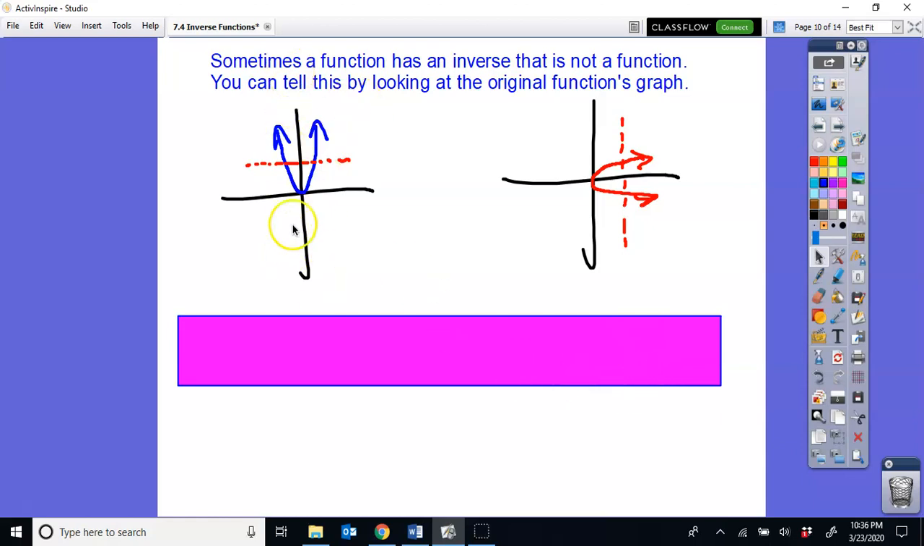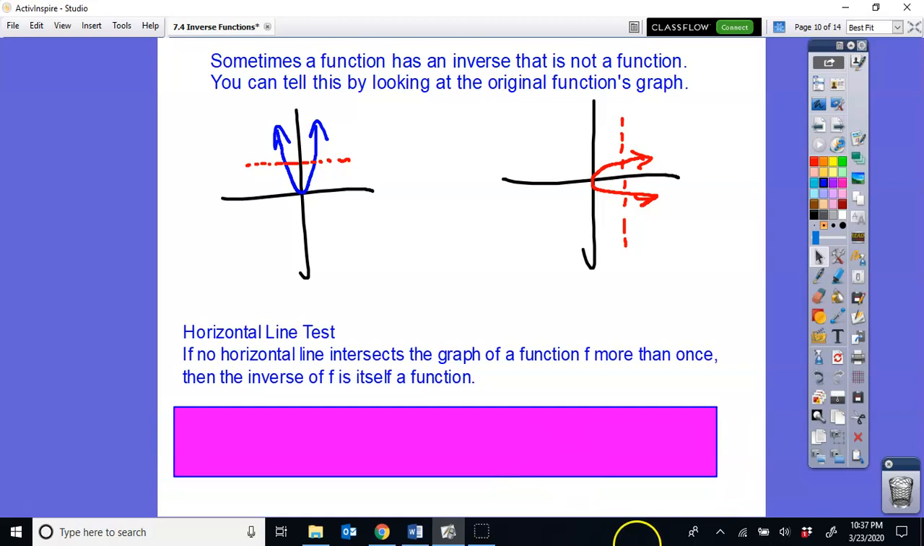The vertical line test tests to see if something is a function. The horizontal line test will test to see if the inverse is a function. So if you have a function that looks like a parabola like this, and a horizontal line hits it twice, when you take the inverse, the vertical line is going to hit it twice. So that means the inverse would not be a function. So let's say it one more time for those in the back. If you have a function that's hit by a horizontal line twice, the inverse would not be a function.